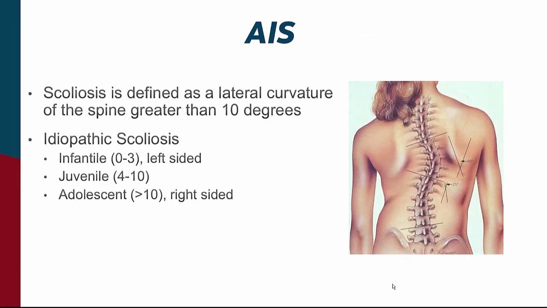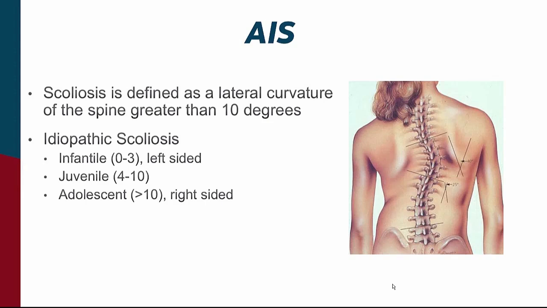Now, AIS, adolescent idiopathic scoliosis, is the most commonly encountered type of scoliosis we see. And again, all scoliosis is defined as greater than 10 degrees of coronal curvature. Children that are less than 3 years of age, or 0 to 3, often at the time of diagnosis, are defined as infantile scoliosis and usually have left-sided curves predominantly.